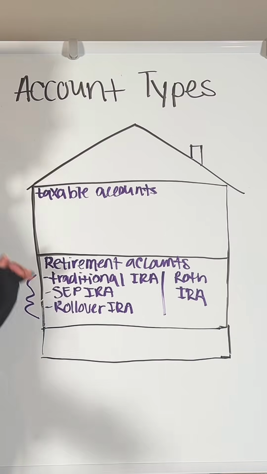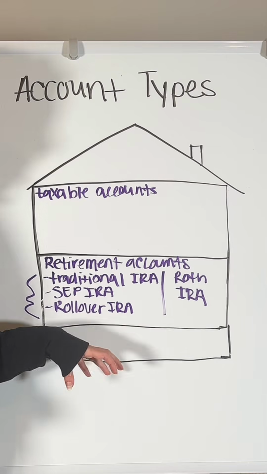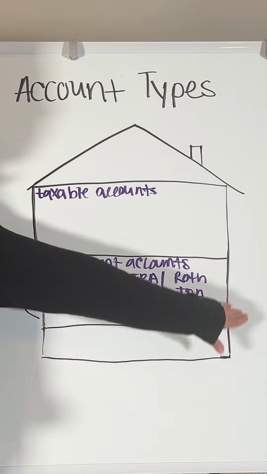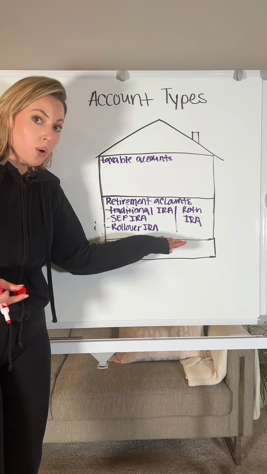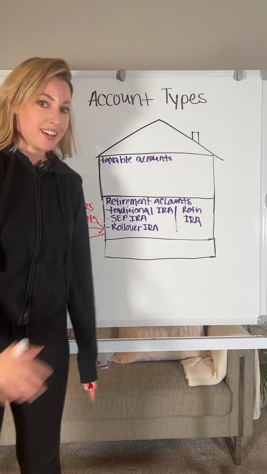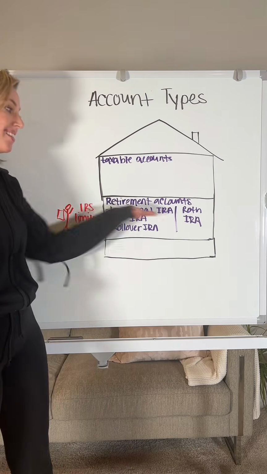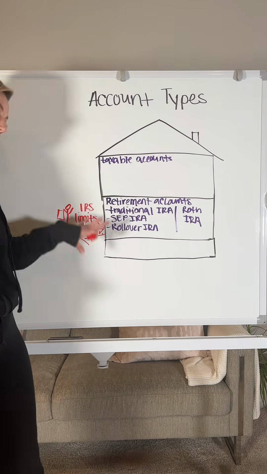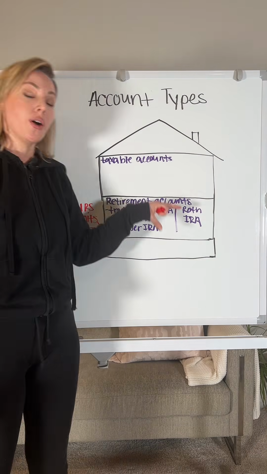The traditional, SEP and rollover IRA are all pre-tax dollars, where the Roth IRA is after-tax dollars. This level of the home, the IRS sets limits as to who can enter and exit. They're like a bouncer checking IDs at the door. You cannot go in that room or you cannot go out of that room. That's what's monitored by the IRS. There are limits of what can go in.